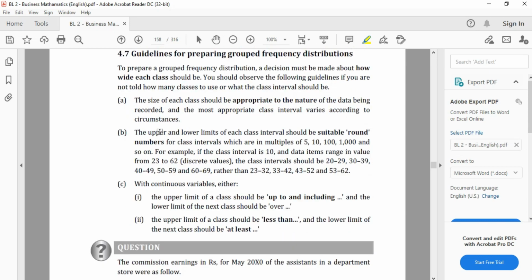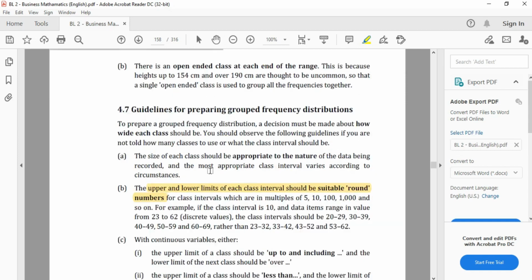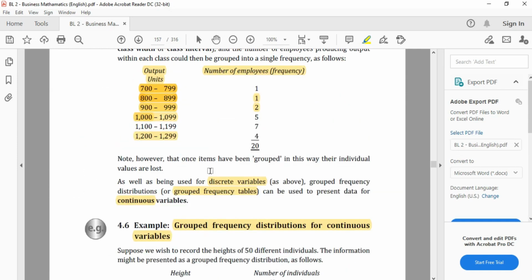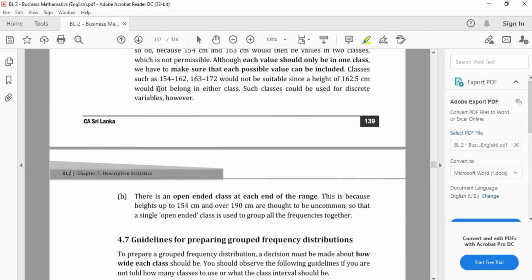Next, the upper and lower limits of each class interval should be suitable round numbers. That means the gap between the range must be round numbers. Now this is 99. The gap cannot be in decimals, which may be 45.5, 99.5. Such interval gaps cannot exist in such groups.